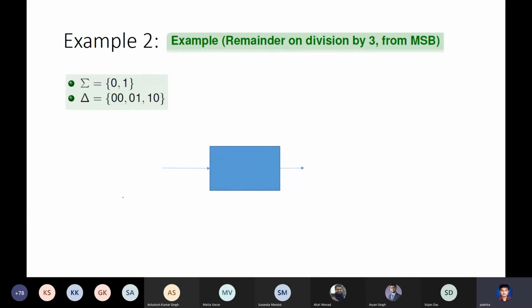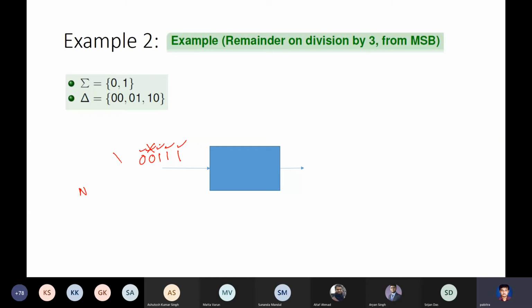Okay. Now let's look at the next problem. The problem is as follows. You have a stream X coming in of zeros and ones, and you are having it from the MSB side. So if you think of the stream, first one comes, then one comes, then one comes, then zero comes, zero comes. Then actually it's a number.